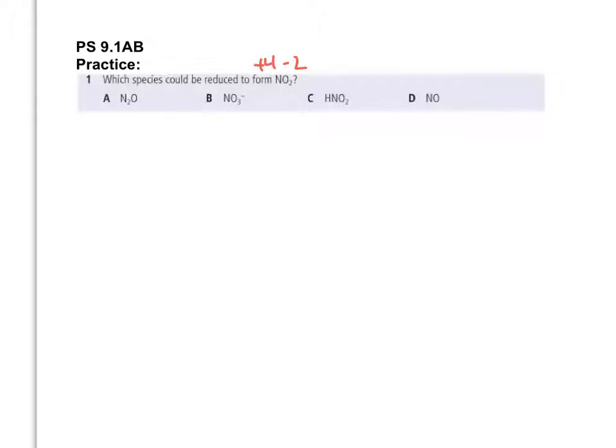So with N2O, oxygen being -2 would leave each nitrogen with a +1 charge, so that wouldn't be reduced. NO3 -1, oxygen's a -2 for a total -6. That would leave this nitrogen at a +5, so this could be reduced. HNO2, I've got a +1 and a -2, leaving this nitrogen as a +3, so that won't work. And NO is going to be a -2, leaving this nitrogen at a +2. So only B could be reduced to form NO2.